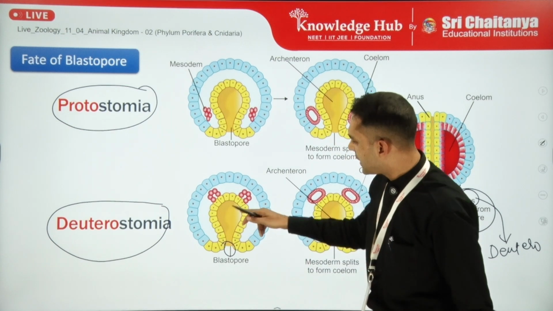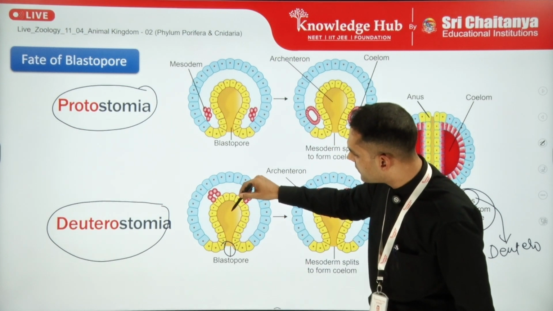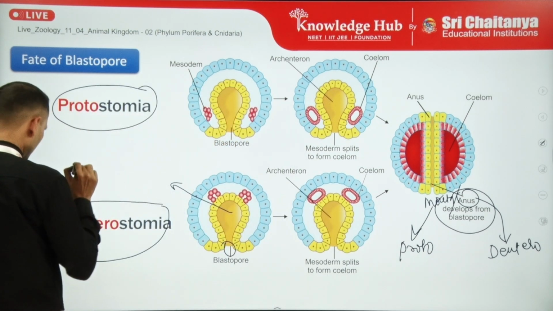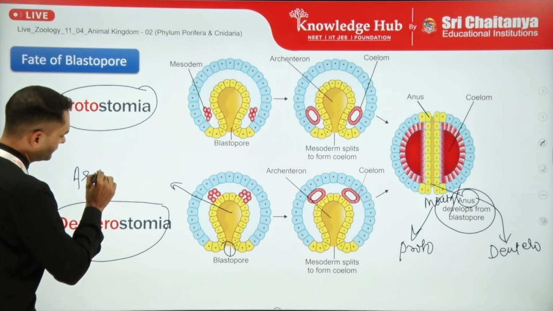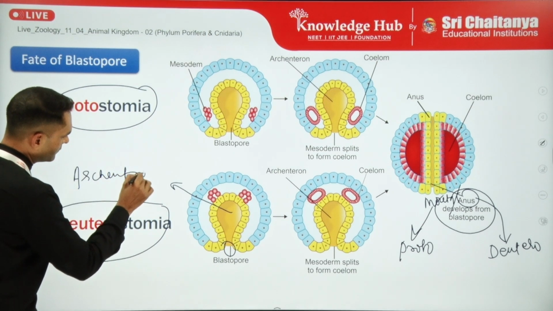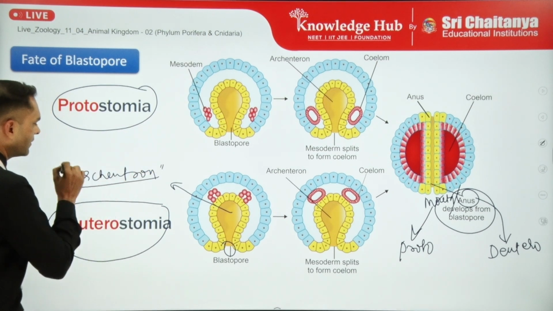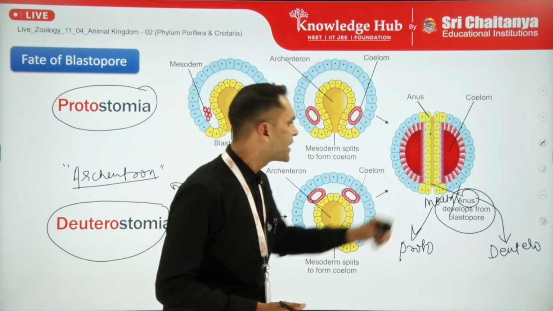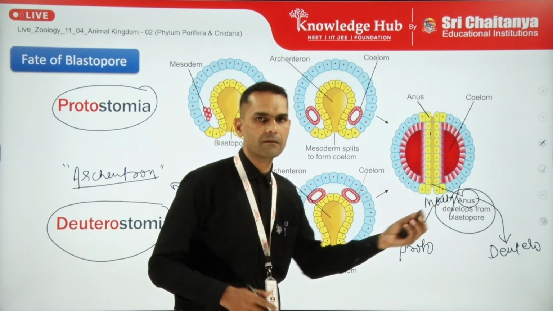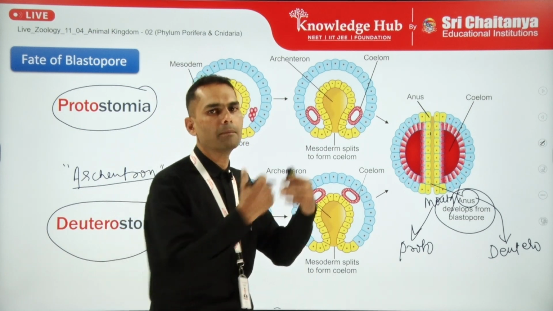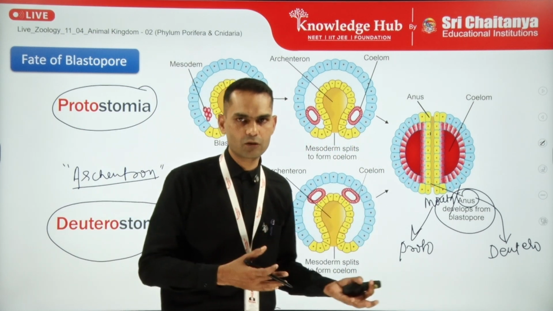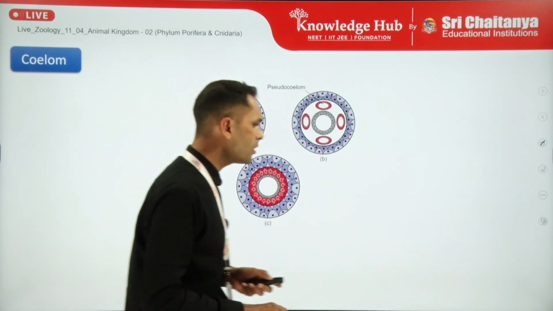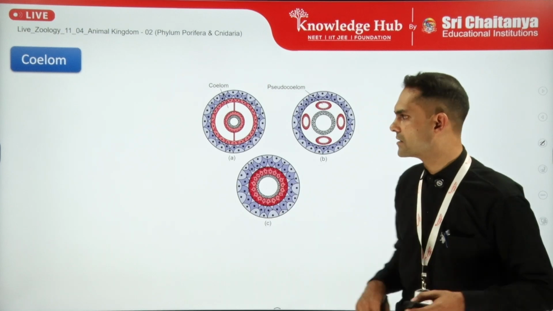The cavity which you can see during this development is called the archenteron cavity. This cavity will develop as the gut cavity. Here we can see the gut cavity, and one opening of the gut cavity will serve as the mouth opening and the opposite end will serve as the anus opening in the complete digestive system. Fine. As we move further, this is the diagram from the NCERT.